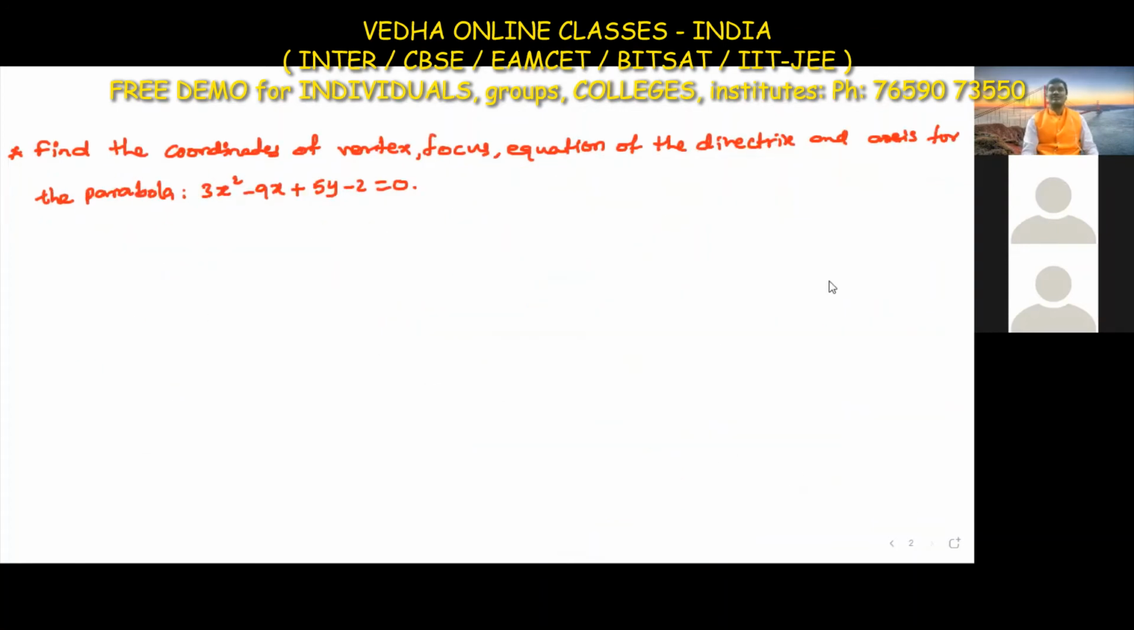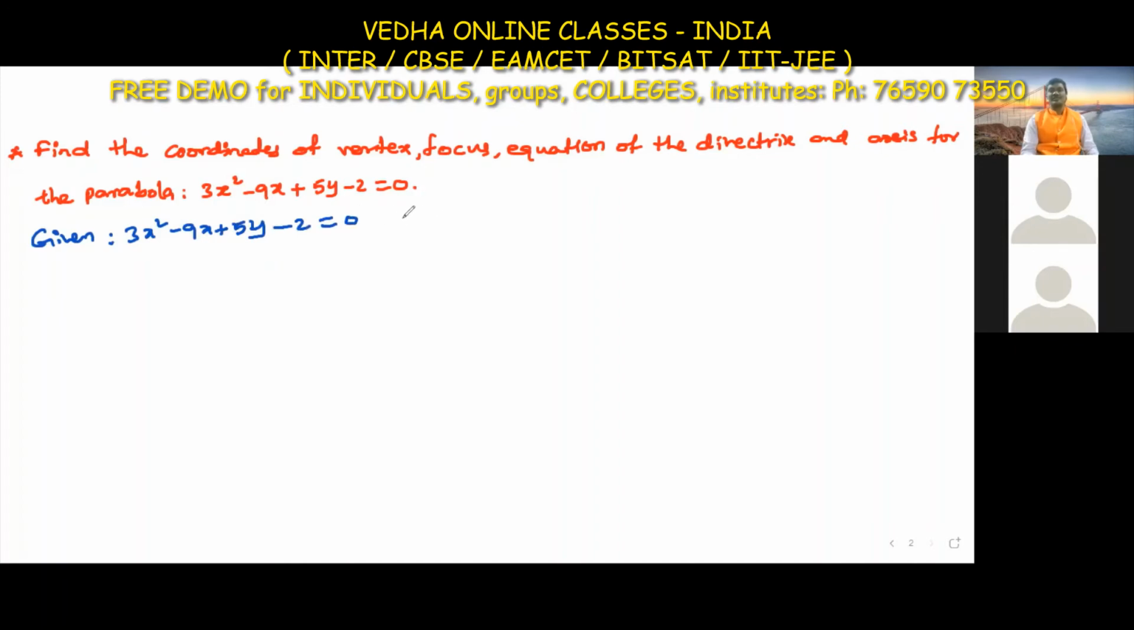Similar to this, the question is given as: find the coordinates of the vertex, focus, equation of directrix, and axis for the parabola 3x square minus 9x plus 5y minus 2 equals 0. What is given here? The given parabola equation is 3x square minus 9x plus 5y minus 2 equal to 0.